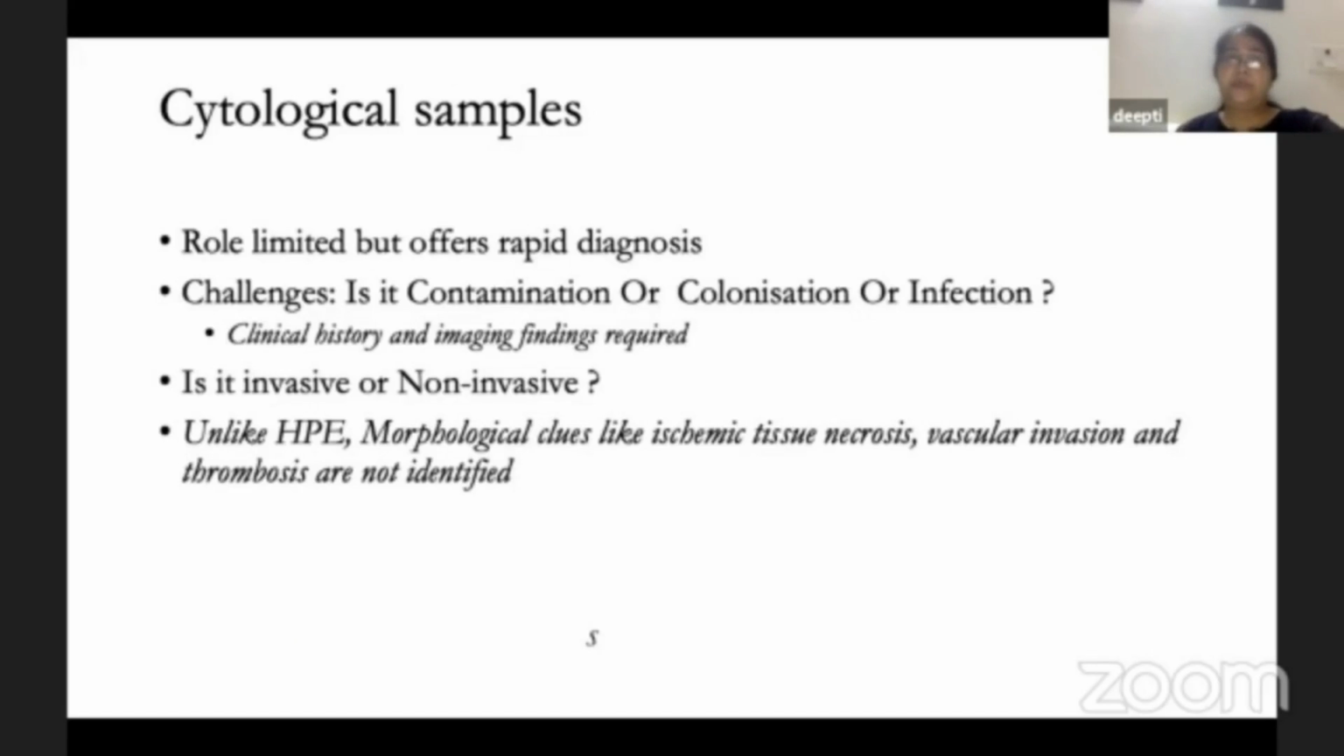Next, coming to cytology. Now, let's briefly discuss what is the role of cytology in fungal diagnosis and what are the limitations of cytological samples? The important question is, can cytology distinguish whether it is invasive mycosis or non-invasive mycosis? The answer is no. Because unlike histopathological examination, the role is limited, but the advantage is that it offers a very rapid diagnosis. Morphological clues like tissue necrosis, vascular invasion and thrombosis are not identified in cytological samples.